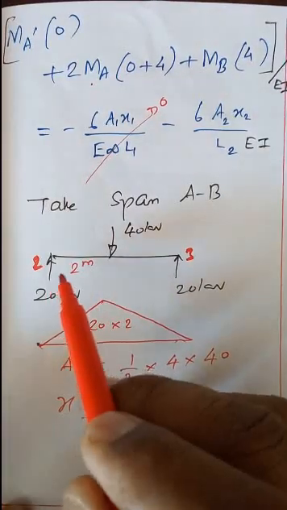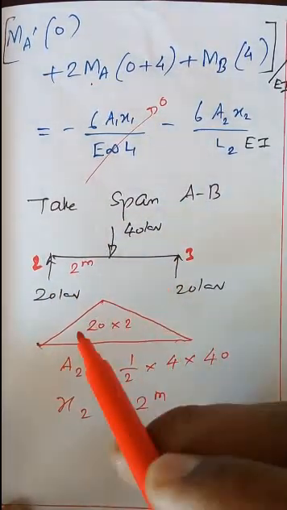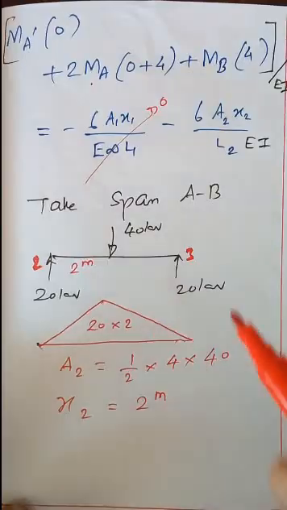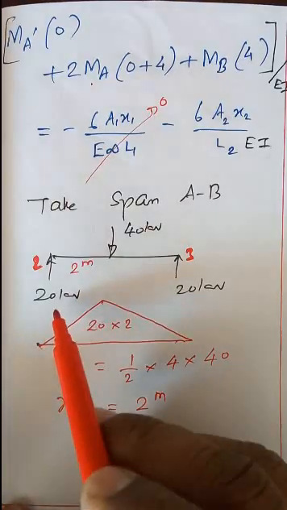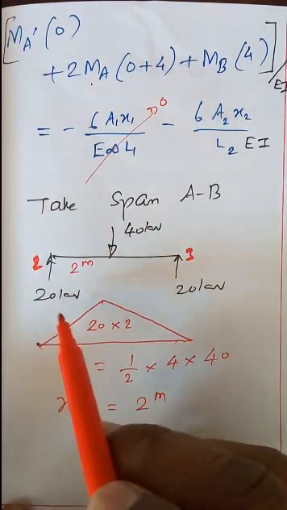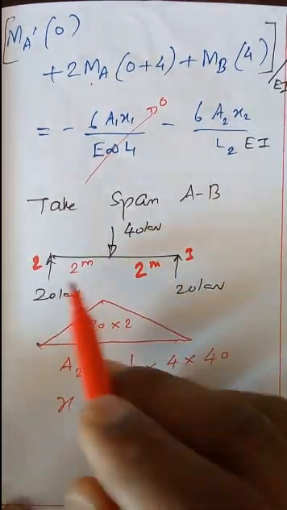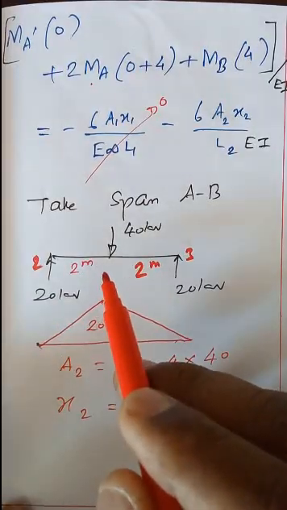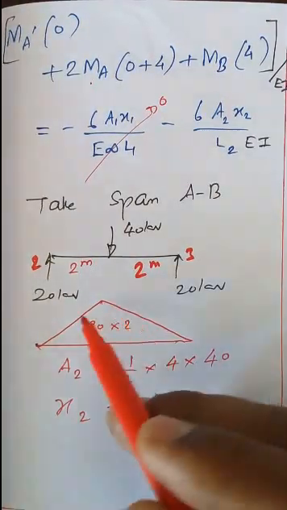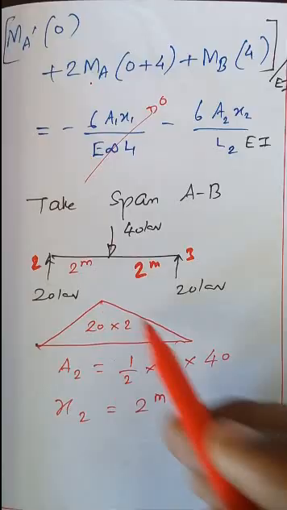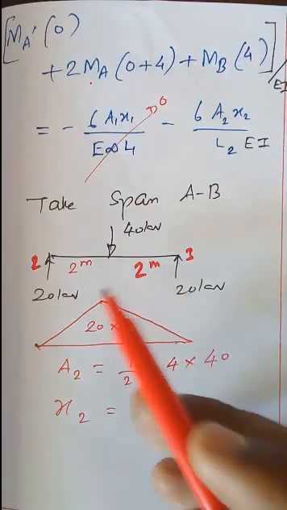For this, consider this span as simply supported and evaluate the bending moment diagram. The reaction at each point is 20 kilonewton, because the loading is symmetric, as well as the point of application of the load. So the bending moment diagram has a peak of 20 into 2, and this is a triangular bending moment diagram. The span is symmetric and the loading is also symmetric.